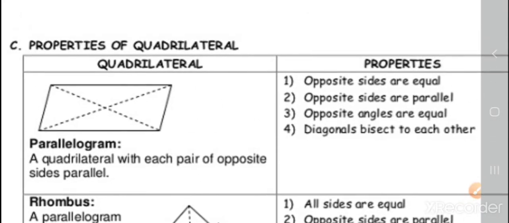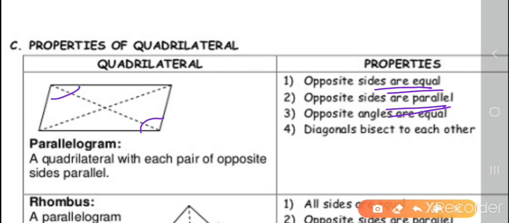Okay. Parallelogram. A quadrilateral with each pair of opposite sides parallel. So what are the properties here? Opposite sides are equal. Opposite sides are parallel. Opposite angles are equal. These properties you should remember, children. They will be very important to solve each and every problem. Opposite angles are equal. This angle and this angle will be equal, like this one and this one. Diagonals bisect each other.